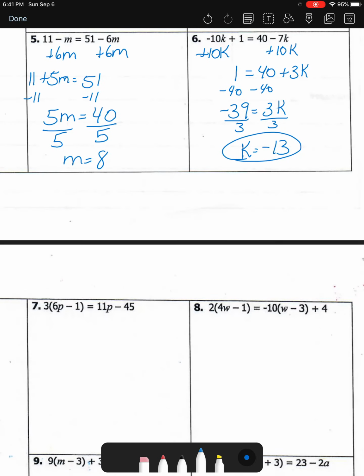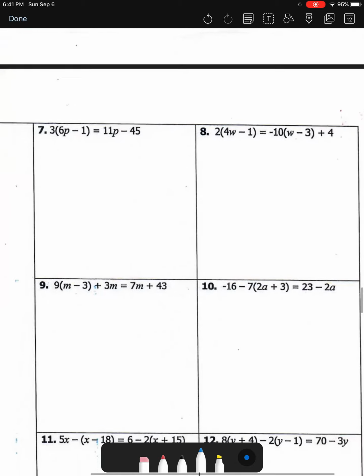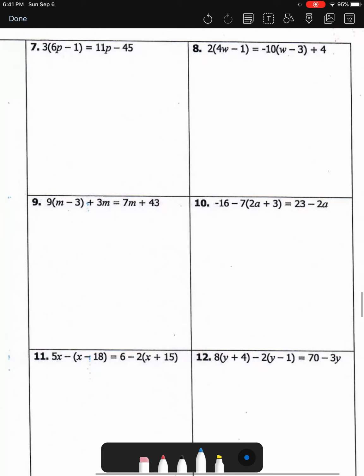Okay, you can pause videos, so I'm just going to go ahead and move this up all the way. Now we're going to throw in some parentheses, and basically it's the second verse, same as the first. Everything is going to work the same exact way, except we're going to have an initial step of distributing to get rid of parentheses, and that's the only additional step. So we distribute the 3 to get 18p minus 3. And that's going to be 11p minus 45.